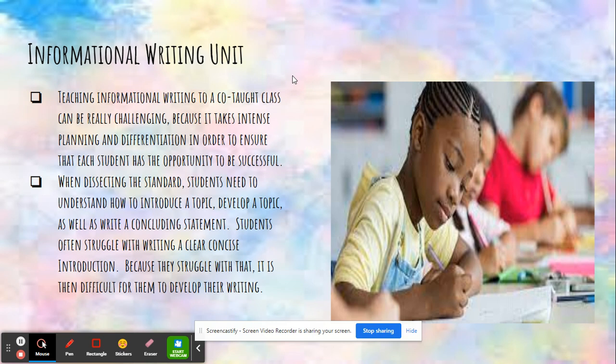So, students often struggle with writing a clear, concise paper or introduction because they struggle with how to start, because writing is often difficult, not just for students with IEPs, but writing can often be difficult for every student. So they definitely need more support.